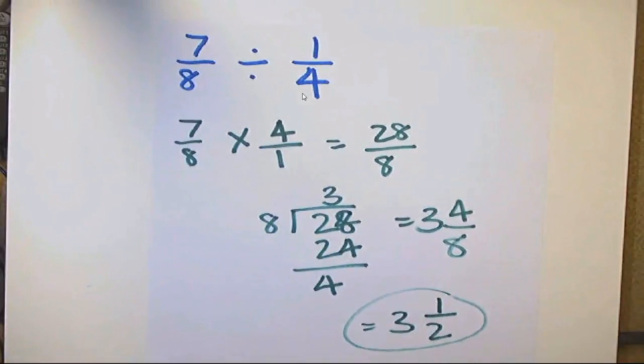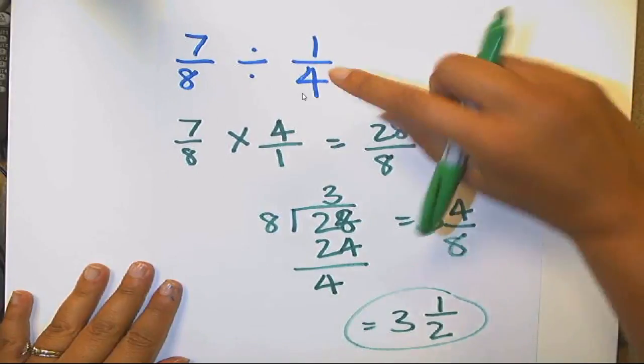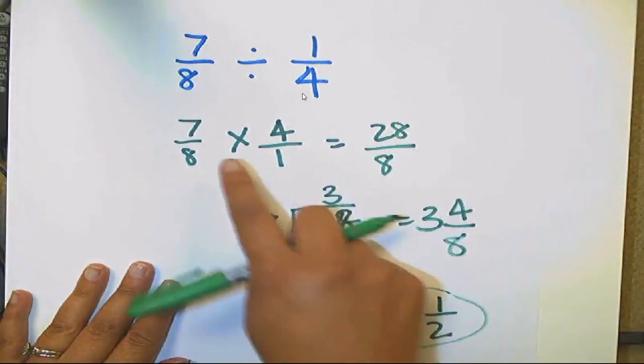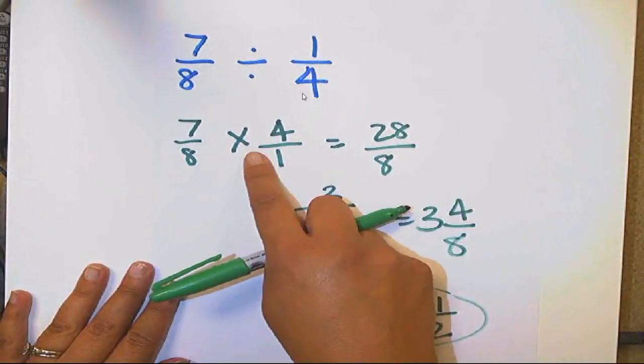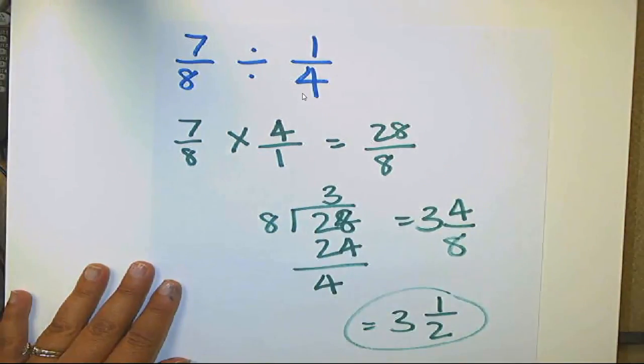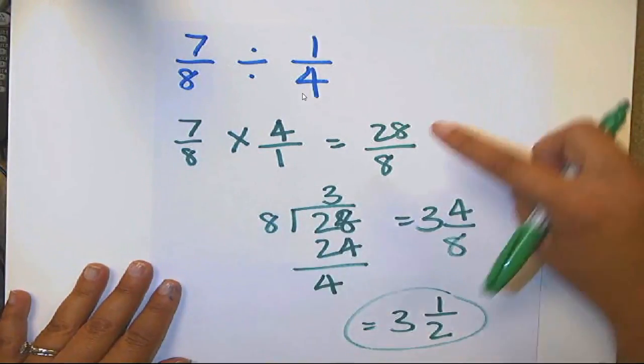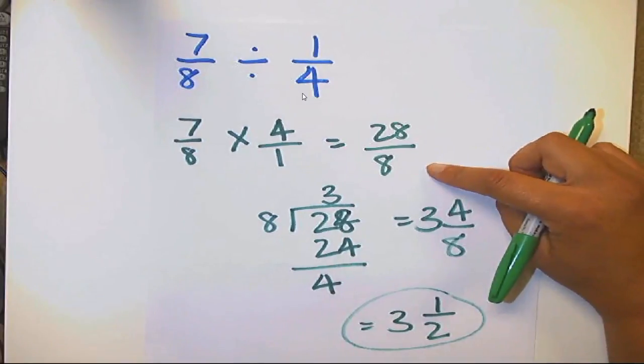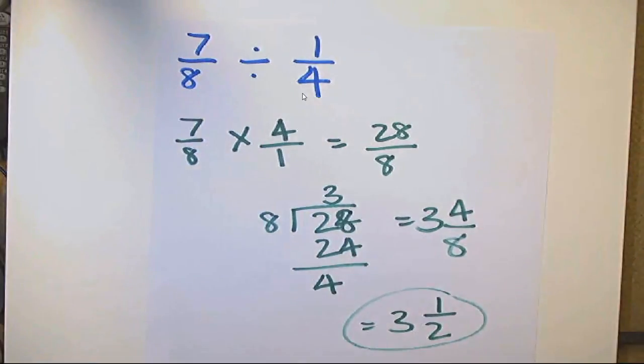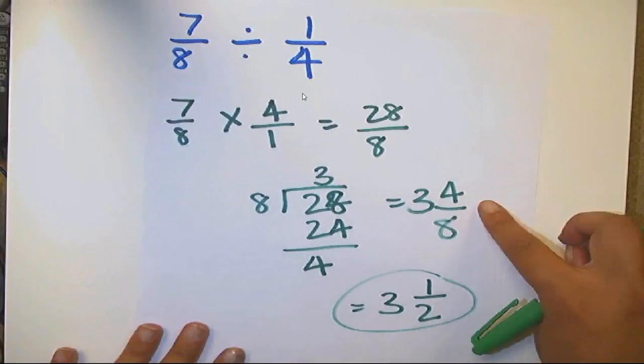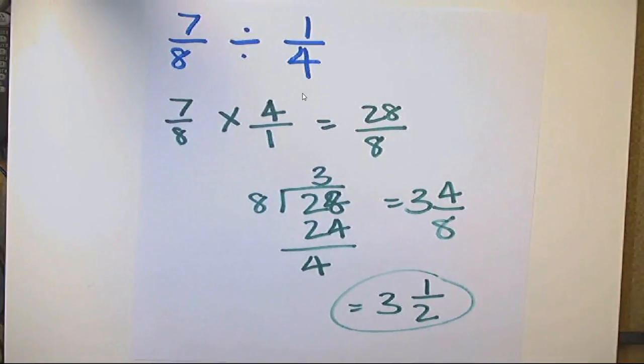final answer. So with this one, we didn't have any whole numbers involved. We just had simple fractions. With just simple fractions involved, you just flip the second fraction over and you multiply. So we took our 7/8 and we multiplied it by 4/1. And we multiplied our numerators and our denominators straight across the board, and we got 28/8. That as an improper fraction, we turned it into a mixed number, and we reduced that mixed number to lowest terms. Okay? So pretty simple if it's just simple fractions with no whole numbers involved.